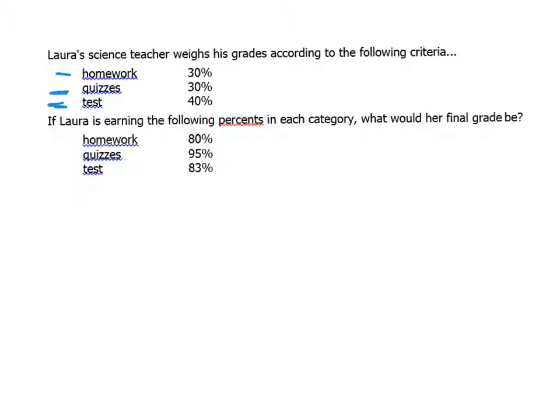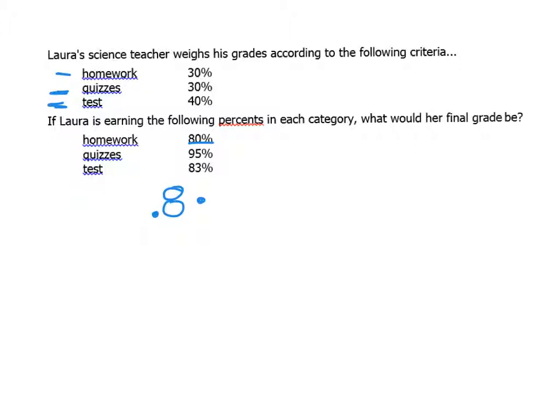So in this particular class, tests are weighted more than homework and quizzes. If Laura is earning the following percents in each category, what would her final grade be? So she's earning an 80% in homework, 95% in quizzes, and 83% in tests. So the way we would do this is you would have to take the grade that she's earning in the category. So let's say 80% for homework, and we'd turn that into a decimal.